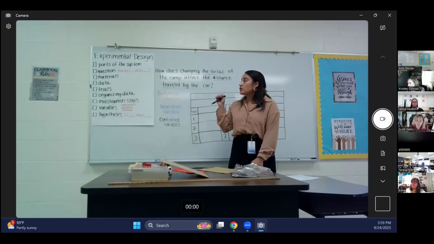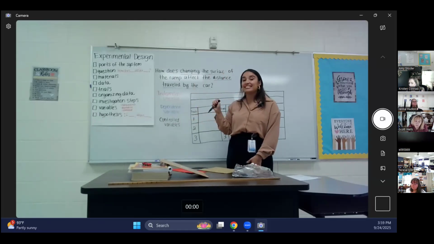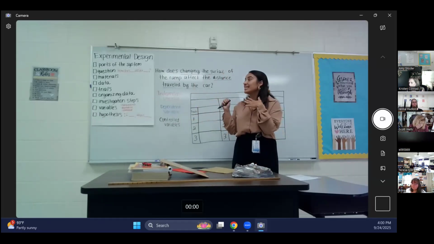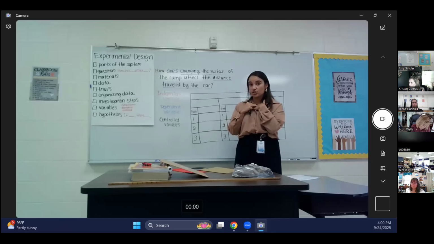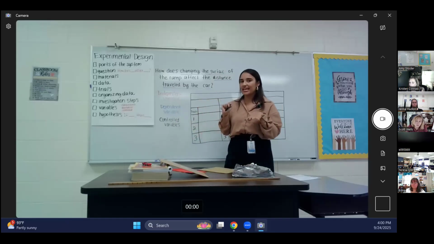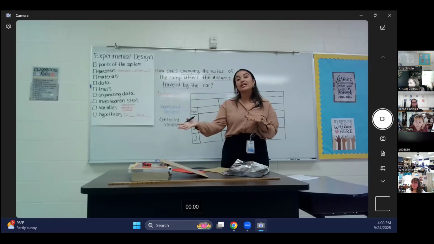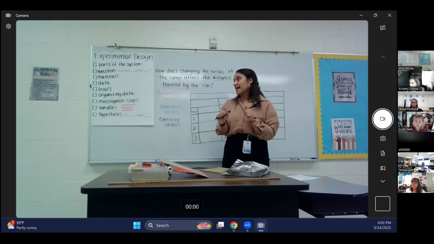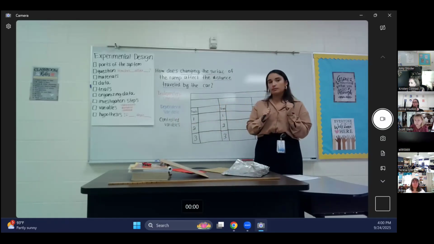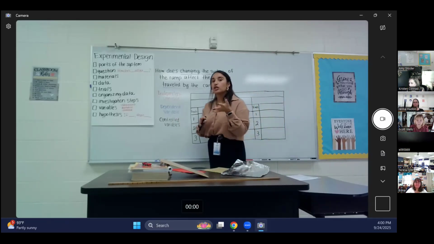So remember yesterday we talked about how when we changed the ramp height, that affected the distance traveled by the car. And we said that the independent variable, that's what I change, right? So in this investigation that we're doing together, what is the independent variable? What am I changing in this investigation? The surface, very good. So the surface type or material is going to be our independent variable. And then what is going to change as a result of that change? What's our dependent variable? Distance, very good.